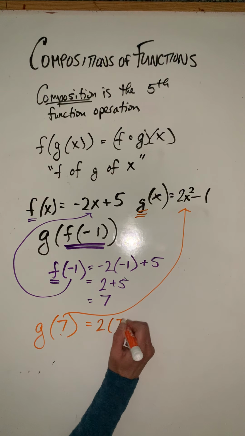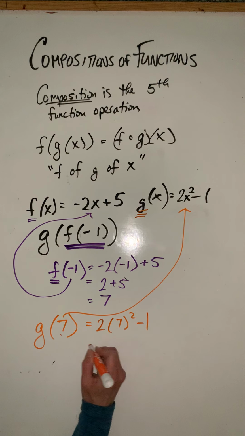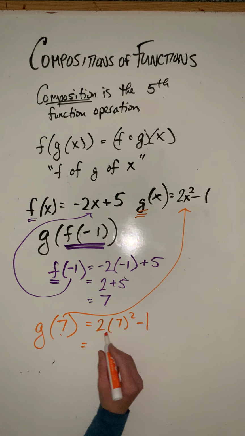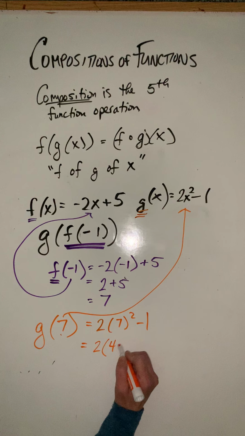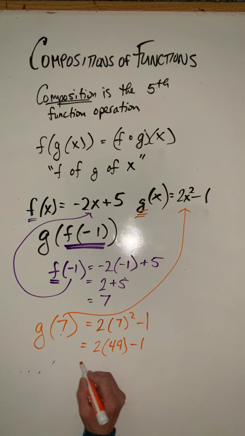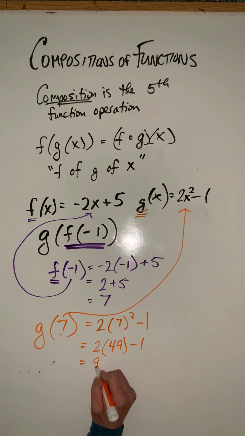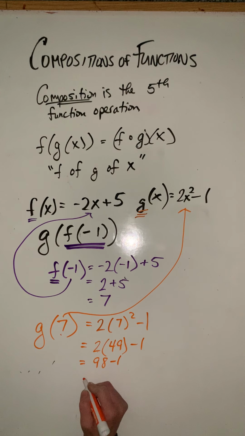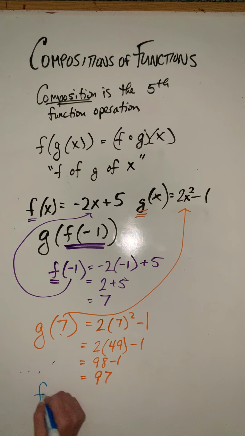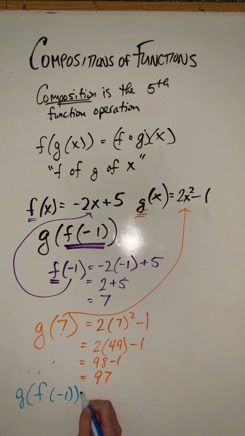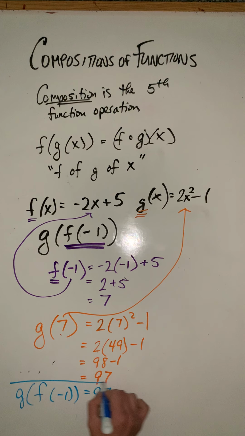So 2 times 7 squared minus 1. Exponents first. 7 squared is 49. 2 times 49 is 98. And 98 minus 1 is 97. So we did it the other way. g of f of -1 is equal to 97. So that is our answer.